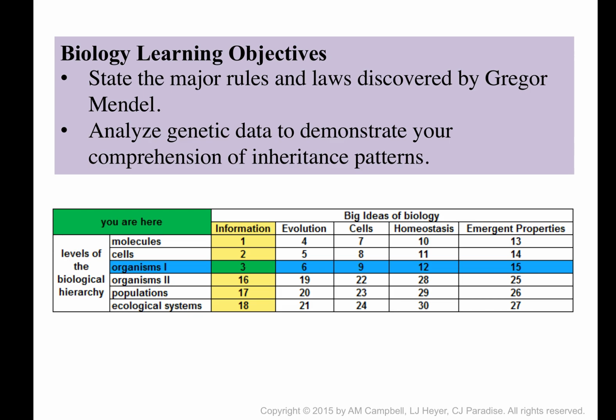And then we'll also look at some data from pea plants to try to get an idea of how traits are inherited from one generation to the next. And in our map, we are at the organismal level here. In chapter 3, we'll run into organisms again in 6, 9, 12, and 15. And then, of course, you'll see more organisms in Principles 2.